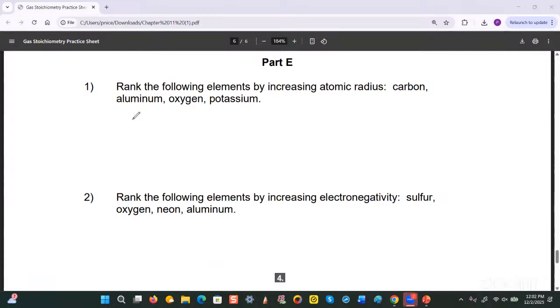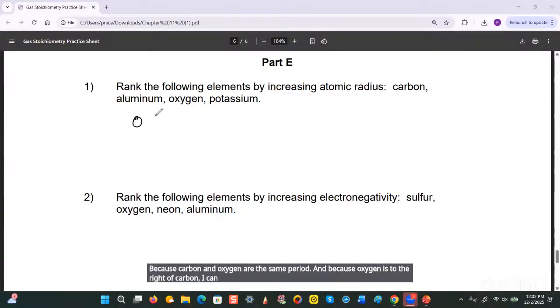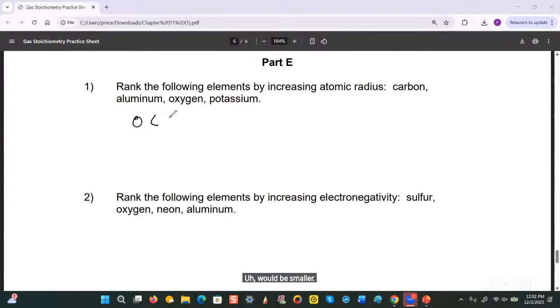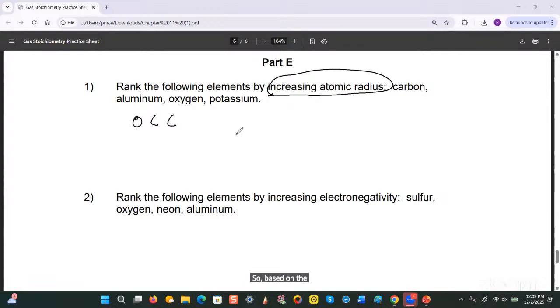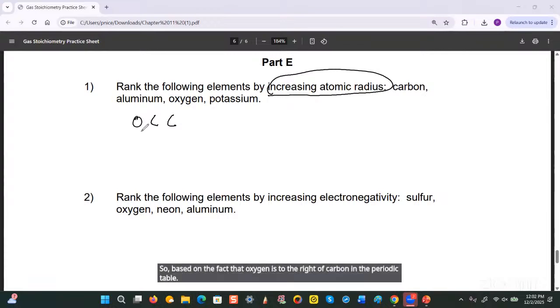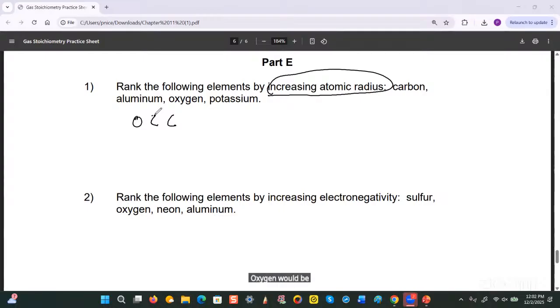So basically, I can say straight off the bat, because carbon and oxygen are in the same period, and because oxygen is to the right of carbon, I can say that oxygen would be smaller than carbon in size. Now, please note that the question says you're ranking them by increasing atomic radius, right? So in other words, you're starting from the smallest to the largest, right? So based on the fact that oxygen is to the right of carbon in the periodic table, oxygen would be smaller compared to carbon, right?